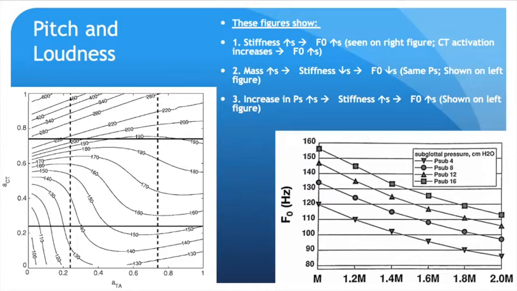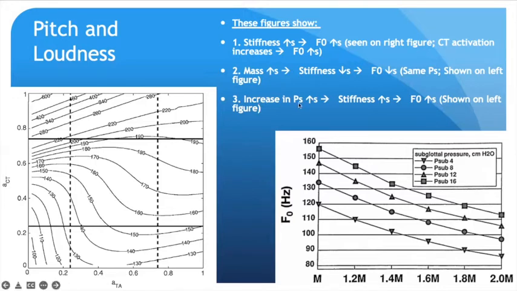So when CT activation, which would increase stiffness, increases, your fundamental frequency is going to increase. Say the vocal folds are mass loaded due to edema. Well, then you might have a lower fundamental frequency. Maybe you had reflux because you went drinking the previous night. Well, your vocal folds might be mass loaded, and so your voice might sound a little bit lower.